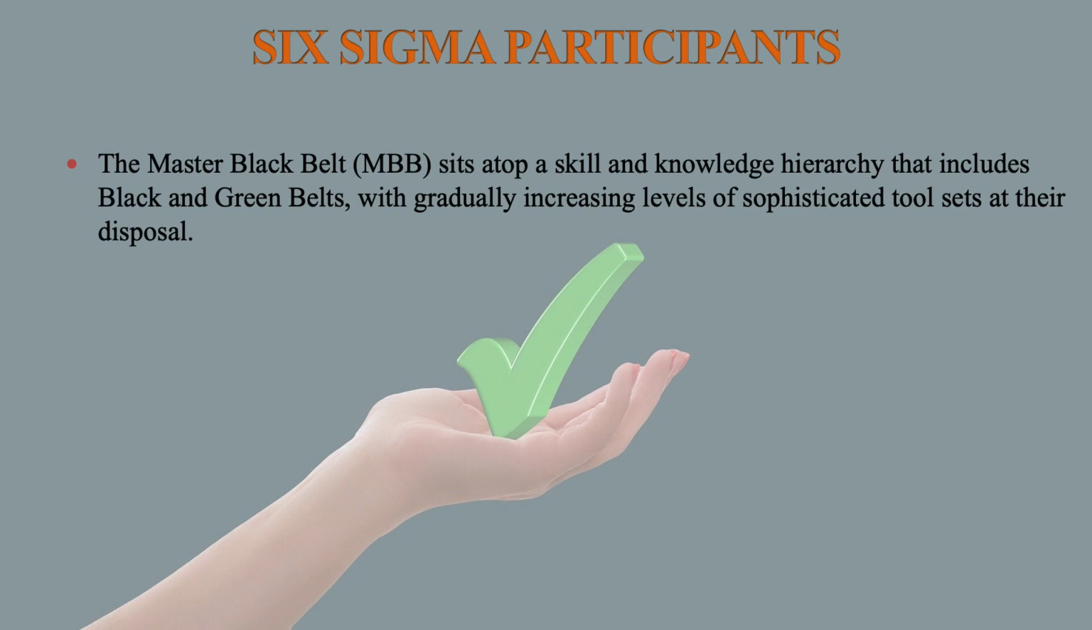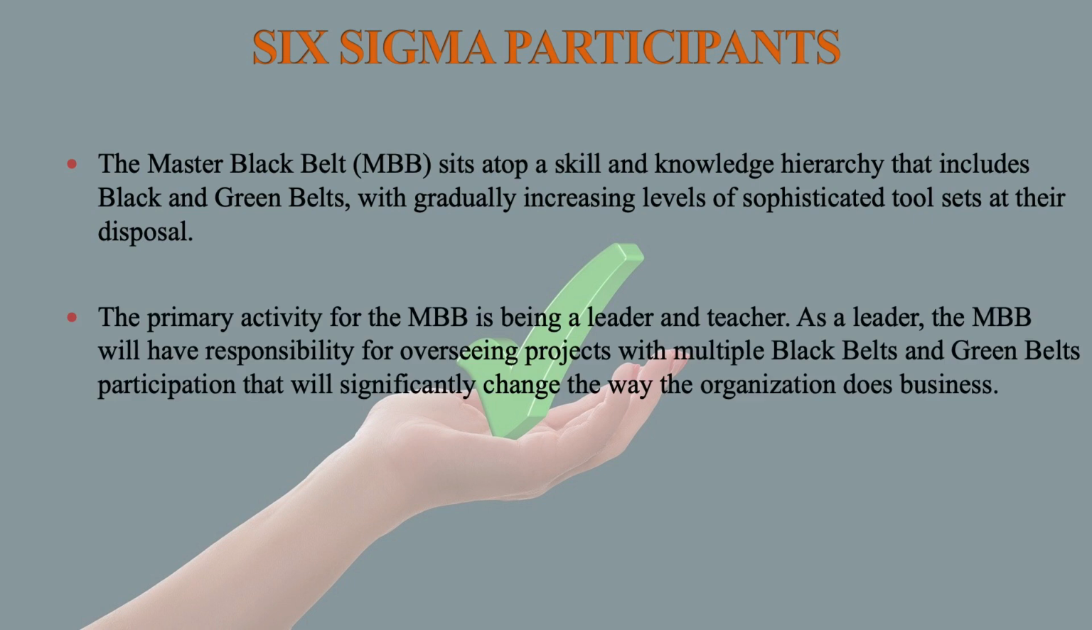The Master Black Belt, in short we say MBB. The Master Black Belt sits atop a skill and knowledge hierarchy that includes black and green belts with gradually increasing levels of sophisticated tool sets at their disposal. The primary activity for the MBB is being a leader and teacher.